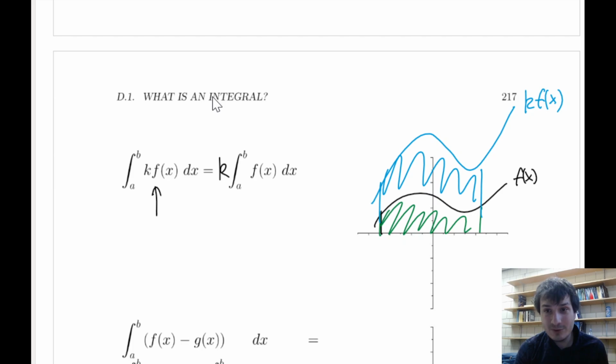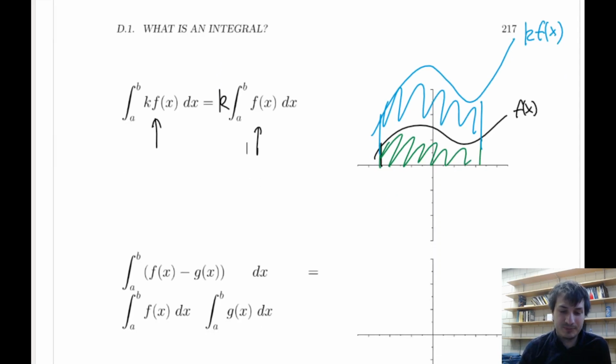And again, this is an easy one to check with limits. Both these things are limits. This is going to follow by the constant multiple rule limit law. That's another way you can prove this from the limit definition, or you can see it with the picture.